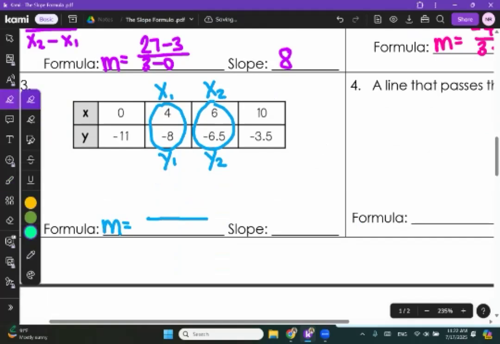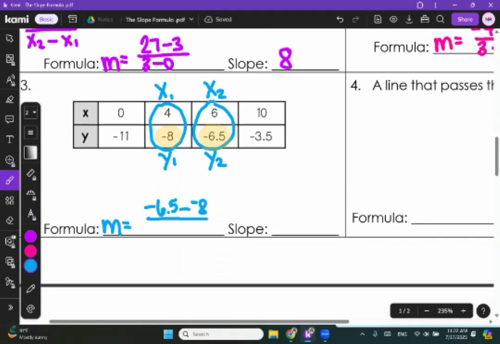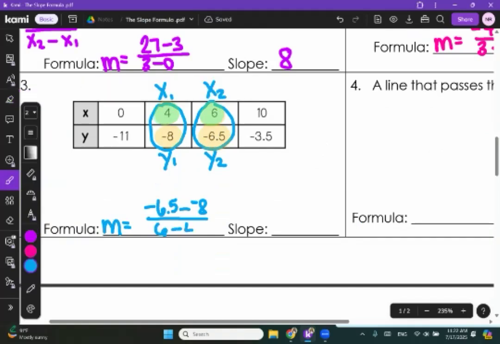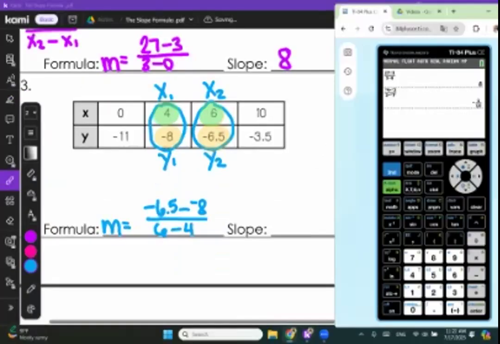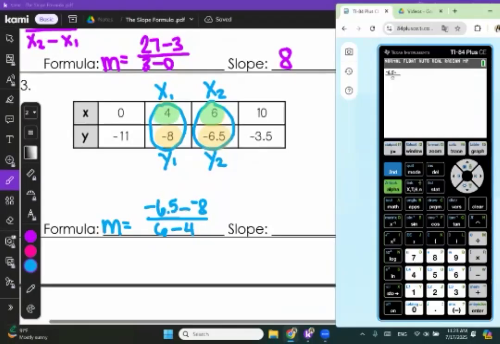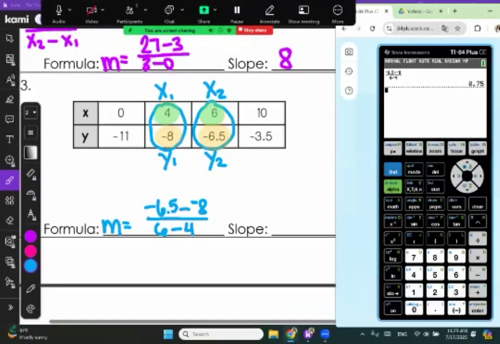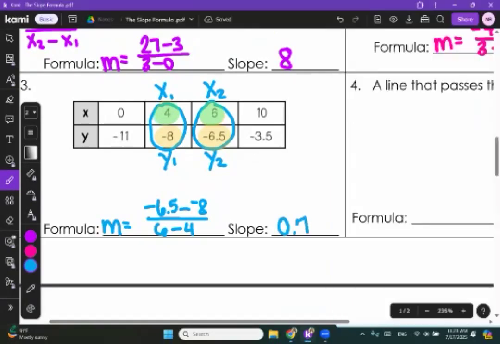So 2 minus 1, 2 minus 1. -6.5 minus -8. And on the bottom, 2 minus 1, 6 minus 4. Type it in the calculator. -6.5 minus -8, 6 minus 4. And we get 0.75. Yes, you can leave it as a decimal.